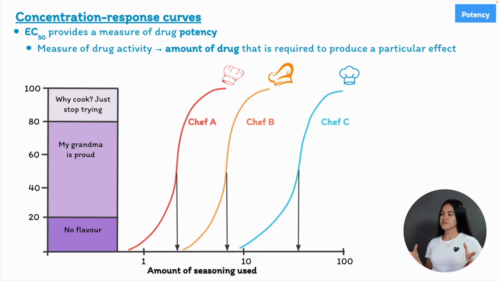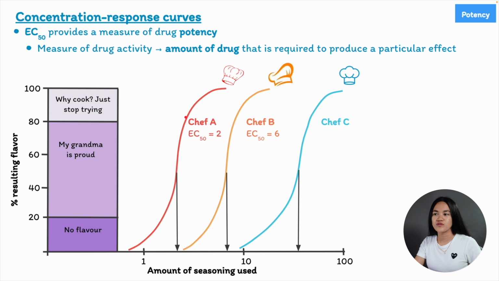Now, our goal here is to achieve a flavorful dish that corresponds to the desired biological effect of the drug, okay? Chef A is highly potent, and uses only a tiny sprinkle of seasoning to make the dish beautiful, to make it flavorful. Chef B is less potent and requires a moderate amount of seasoning to achieve the same level of flavor. Finally, we have Chef C. It's the least potent and needs a large amount of seasoning to make the dish tasty.